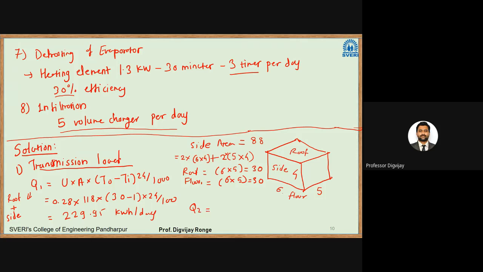So Q2 will be the heat transfer by the floor. In that case, the formula will remain the same, that is U A delta T into 24 by 1000. So U will be 0.28 into area. The floor area here we have calculated as 30, and into delta T. The floor temperature we assume as 10 degrees Celsius minus inside temperature 1 degree Celsius into 24 divided by 1000. So calculate this. This will be the heat transferred by the floor to the cold room.